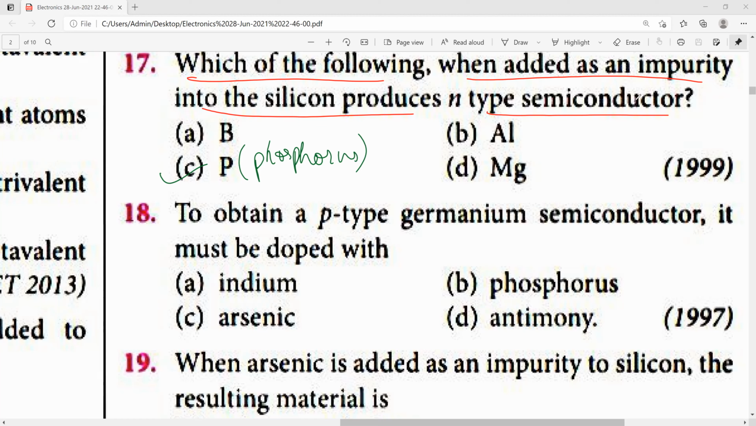18th one: to obtain a p-type germanium semiconductor, it must be doped with indium, phosphorus, arsenic, or antimony. Four options they have given. A p-type germanium semiconductor must be doped with a trivalent impurity atom. Indium is a third group member. Therefore, germanium must be doped with indium. Therefore, for the 18th one, the first option is the right answer.